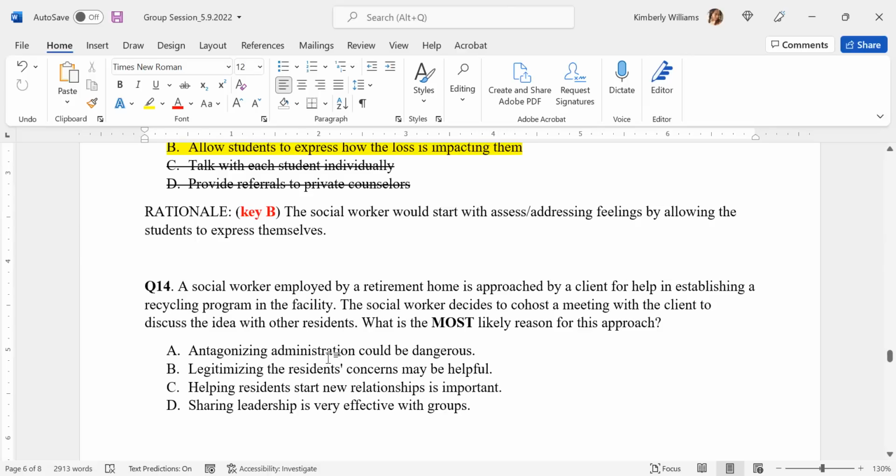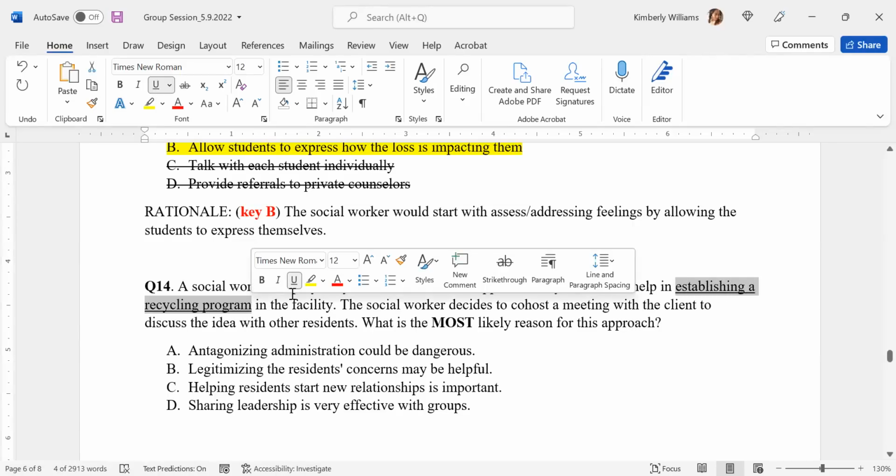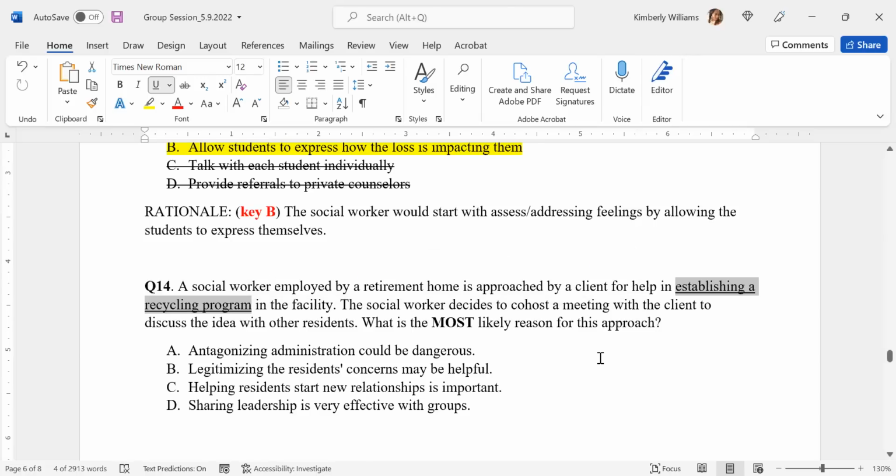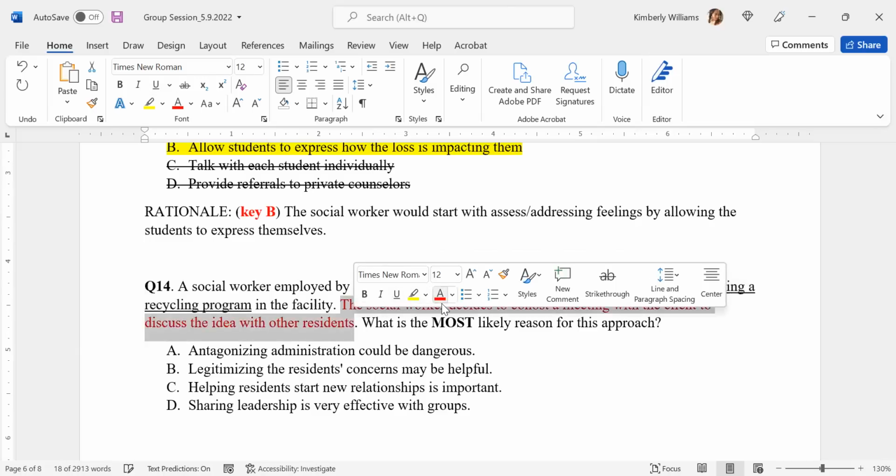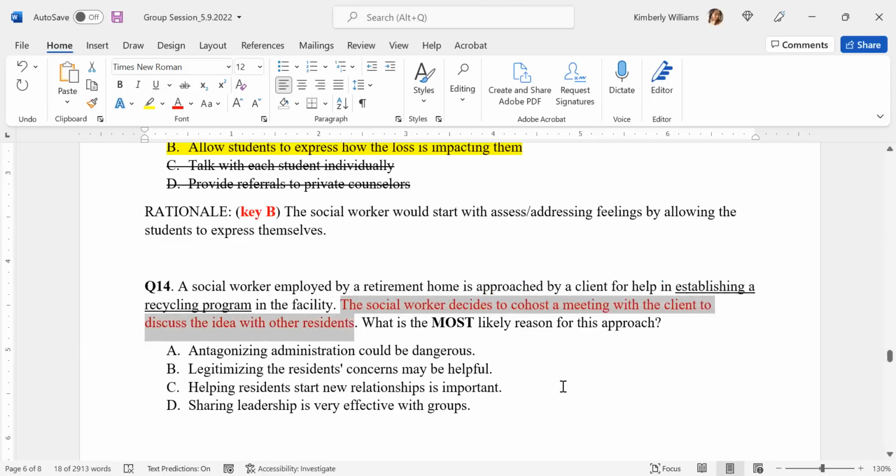When I ask that, this is basically one of those good old macro questions because they're asking you to help in establishing a program. So this is like a program development question. So y'all, if y'all don't know the steps of program development, just review it, because these questions don't ask you directly, they ask all kind of ways around it. So they want you to develop a program. All right. So in here, this is what you decide to do: co-host a meeting with the client to discuss the idea with other residents.